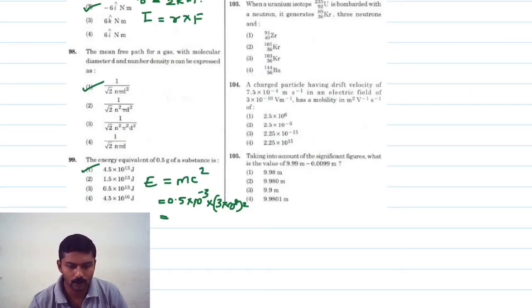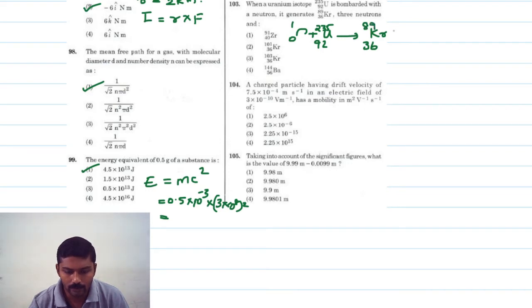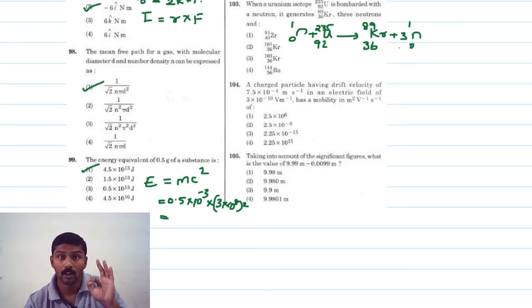Uranium isotope, 92 uranium 235, is bombarded with a neutron. What is a neutron? 0n1. Bombarded with the neutron, it generates krypton with 36 and 89. So it's a very simple question. I'm giving 3 neutrons, that means 3 neutrons are there, 0 and 1. That means the mass number for the neutrons will be 3 already there.